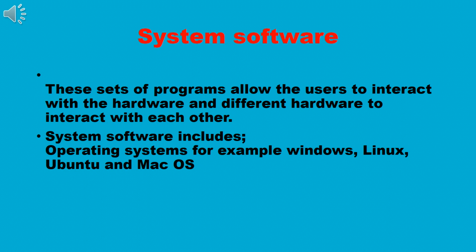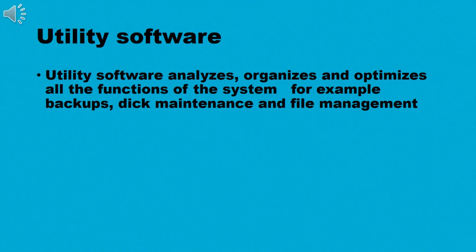System software. These are sets of programs that allow the users to interact with the hardware and different hardware to interact with each other. System software includes operating systems, for example, Windows, Linux, Ubuntu, and Mac operating system. Utility software analyzes, organizes, and optimizes all the functions of the system. For example, backups, disk maintenance, and file management.